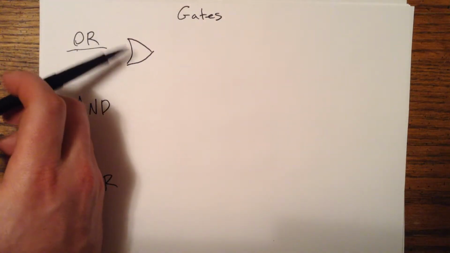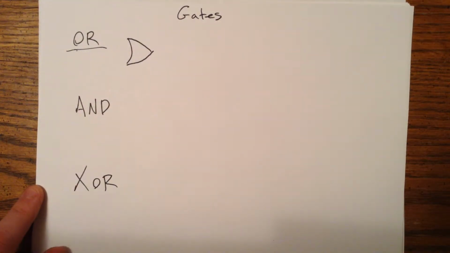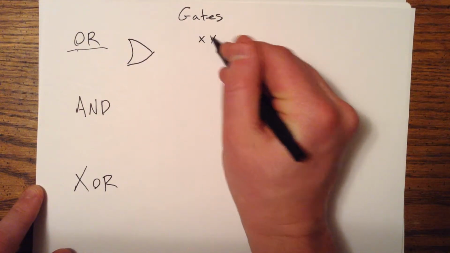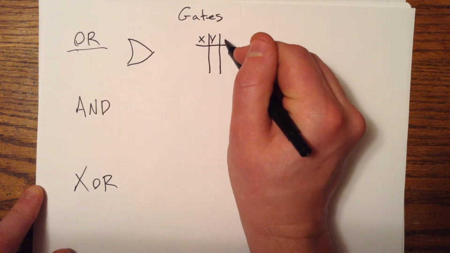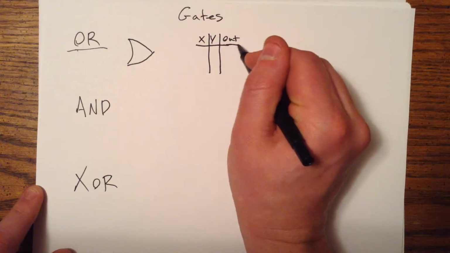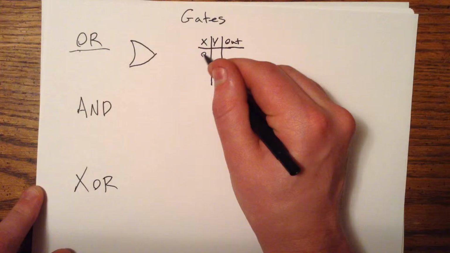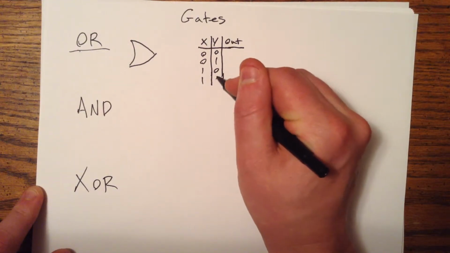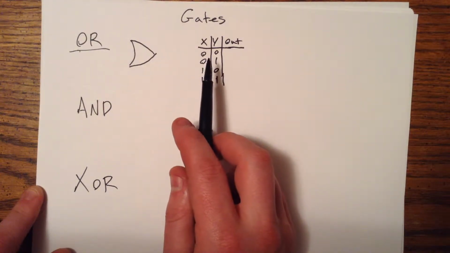It's classified by the curved back and the pointy nose. What the OR gate is really used for: if your inputs here are X and Y, and we'll call the output out just to make it simple, then if we set up a basic truth table, 0 0 1 1, 0 1 0 1, this will cover any kind of scenario that we might run into with our OR gate.